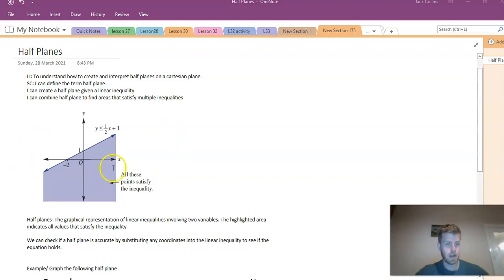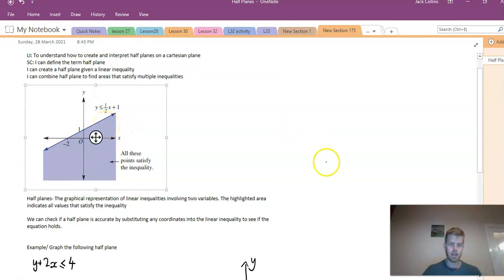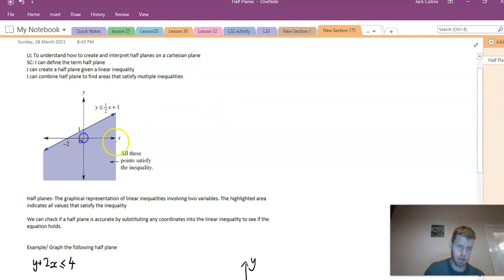So essentially, this is what a half plane looks like. You have a graphed line, in this case y is equal to or less than half x plus 1, and the shaded area is the area that satisfies this inequality. So we can check to see if this has been done correctly by picking any point in here and seeing if it does in fact work.